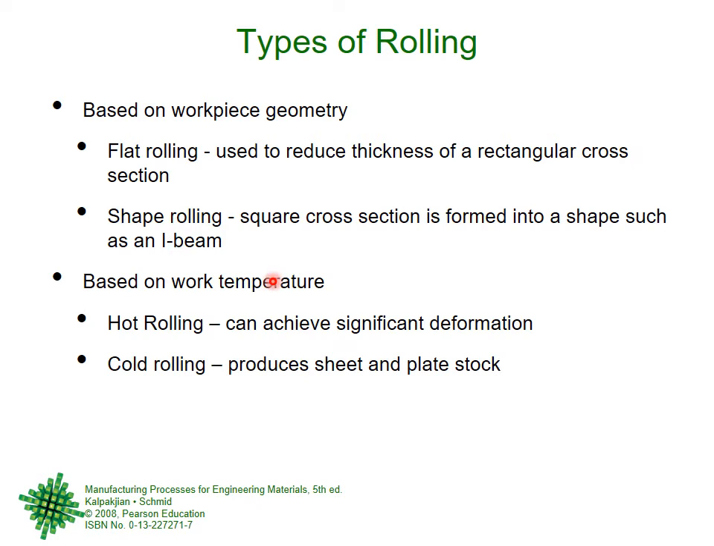Based on the work temperature, of course, hot rolling, cold rolling, right? Any temperature above the recrystallization temperature, any temperature below the recrystallization temperature and so on, right? So hot rolling can achieve significant deformation because the material is softer, it is hot, so we can do a lot of deformation easily. Cold rolling produces sheet and plate stock. Usually we do not do a big thickness change in cold rolling. If we want to do it, then we do it in more than one step.